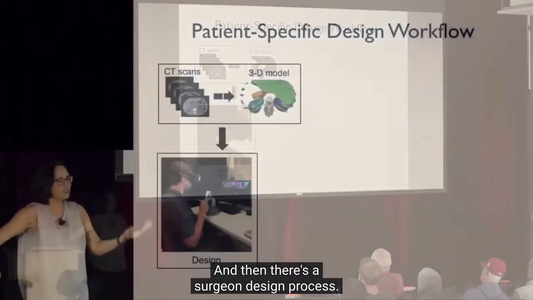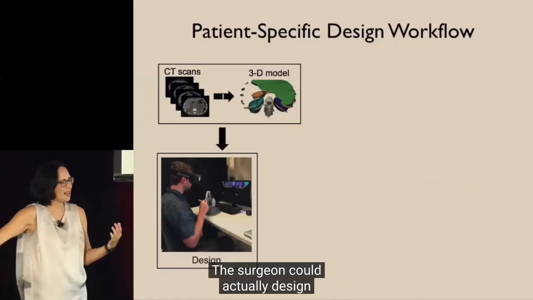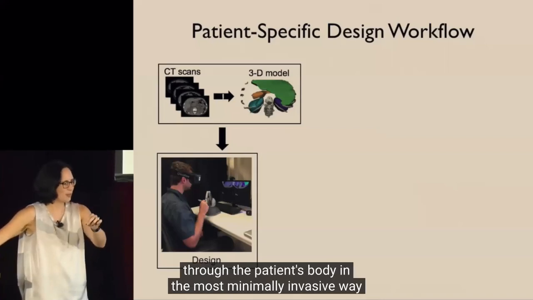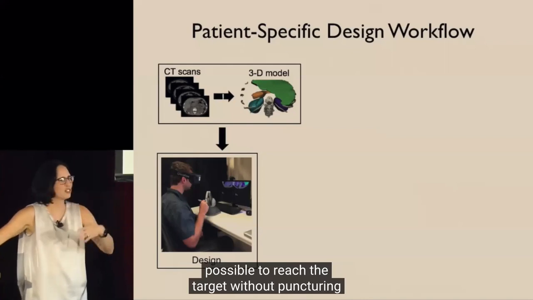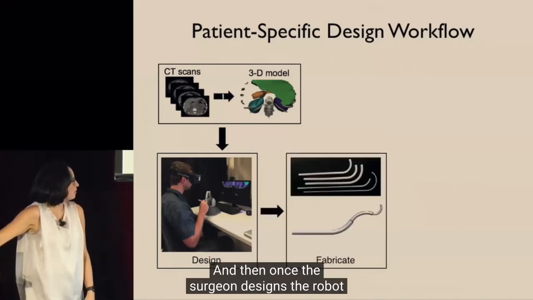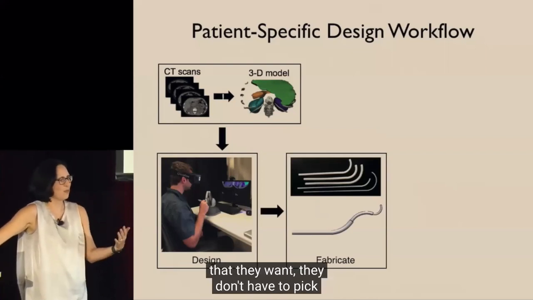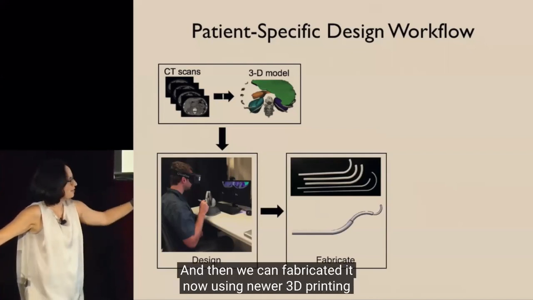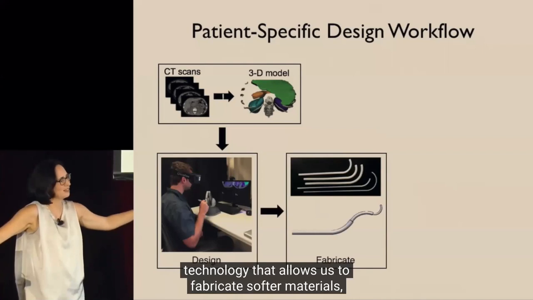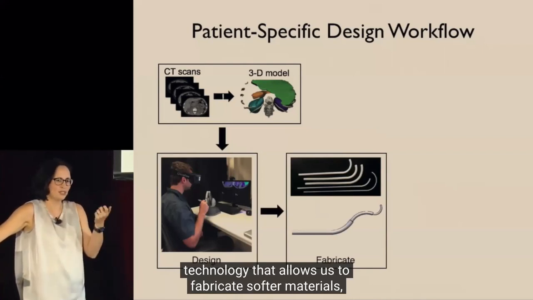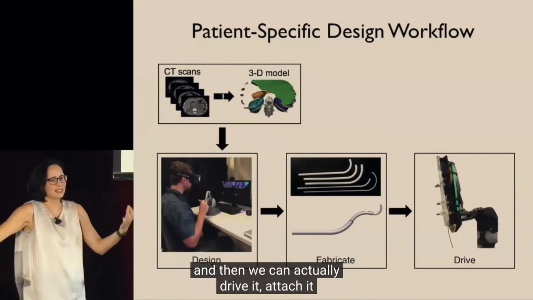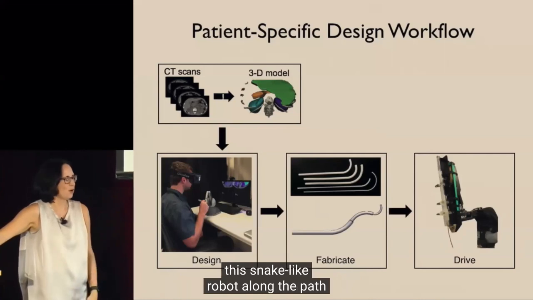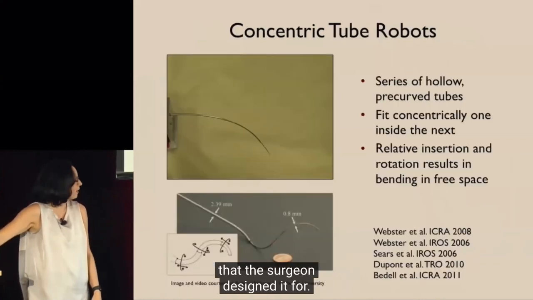And then there's a surgeon design process. The surgeon could actually design the shape of the robot they want that would snake through the patient's body in the most minimally invasive way possible to reach the target without puncturing through other organs. Right? And then once the surgeon designs the robot that they want, they don't have to pick the motors or the bearings and the material, but they design the shape, and then we can fabricate it now using newer 3D printing technology that allows us to fabricate softer materials, and then we can actually drive it, attach it to a robot external to the body, and then drive this snake-like robot along the path that the surgeon designed it for.